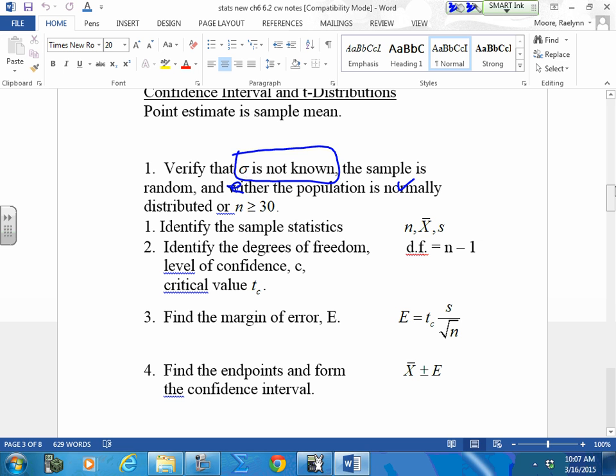So you're finding the same things. You're still going to do this. You're still going to get to this. We just find your margin of error a little bit differently.